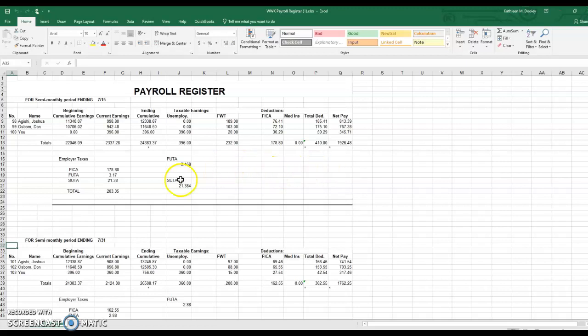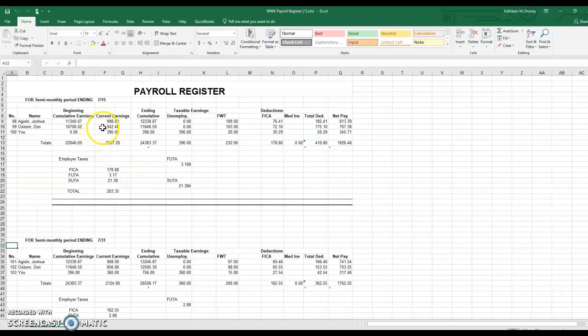And finally, we have the third entry in which we are covering the employer costs, where the employer has to match the FICA and also pay FUTA and SUTA. All right, so let's take a look at actually doing that.